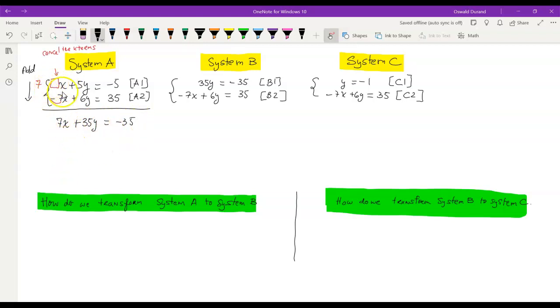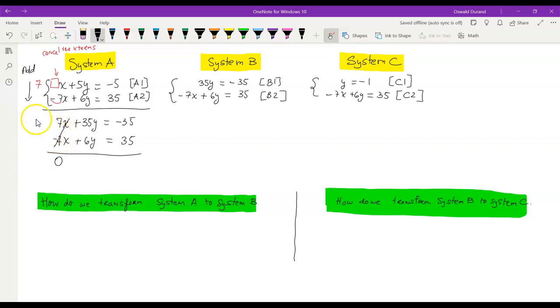And then we rewrite the bottom one, which is negative 7x plus 6y equal to 35. Beautiful. Now we have 7x and negative 7x. When you add them vertically, you get 0. You can put 0x or 0. It's canceled out. It's done.